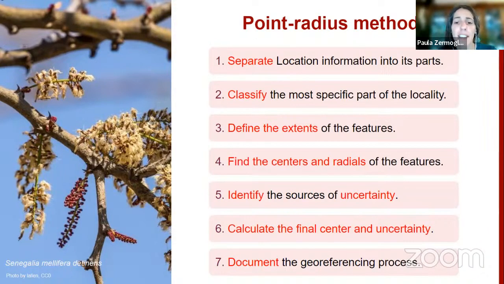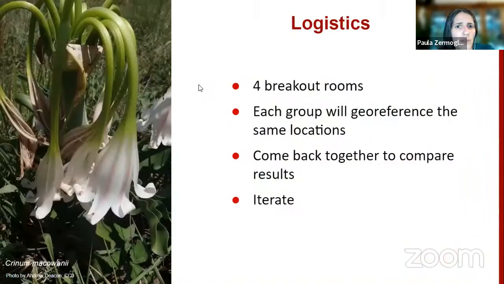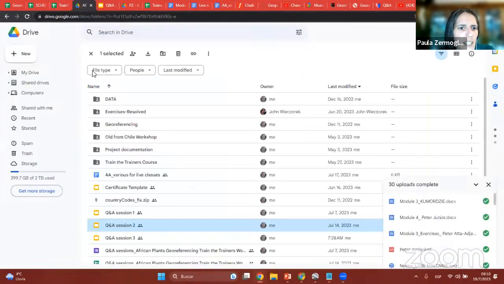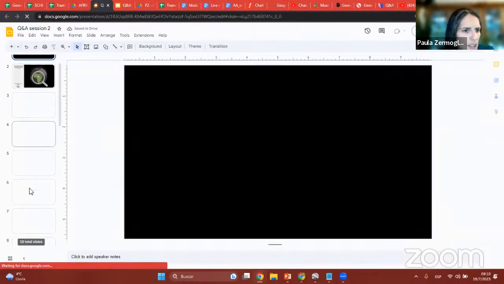That's an excellent question. The sources of uncertainty will depend on the type of locality that we're dealing with. So that is why it's important to classify the most specific part. I will go to the example that we had the other day. Let me see, that was questions and answers 2. I have the example around here.